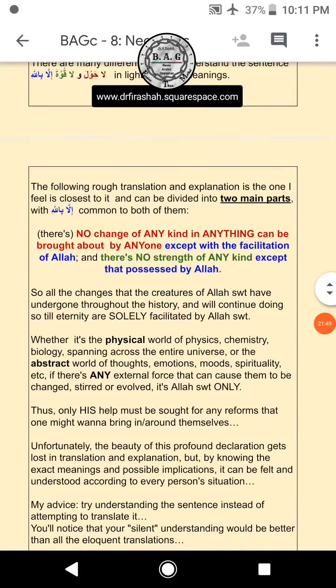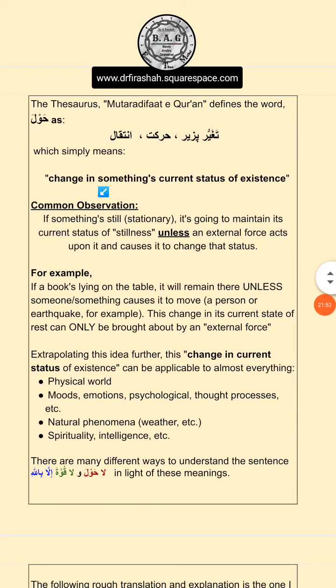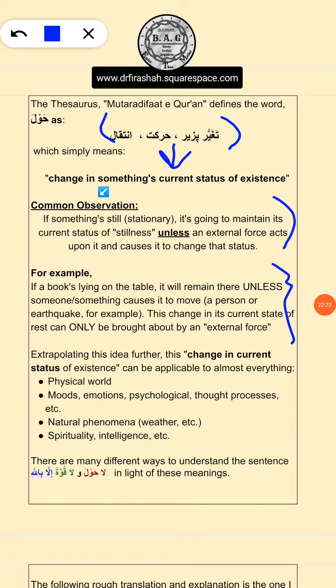Now let's come to la hawla wa la quwwata. All right, now the thesaurus defines the word hawlun as taghayyur, as something that is taghayyur pazir or harkat, has harkat or intiqal. Okay, now this entire thing simply means that there is a change in something's current status of existence. Okay, so before we study the example, let's study a common observation that is going to help you understand the example too. So for example, if something is still or stationary, not moving, then it is going to maintain its current state of stillness unless an external force acts upon it and then causes it to change that status.